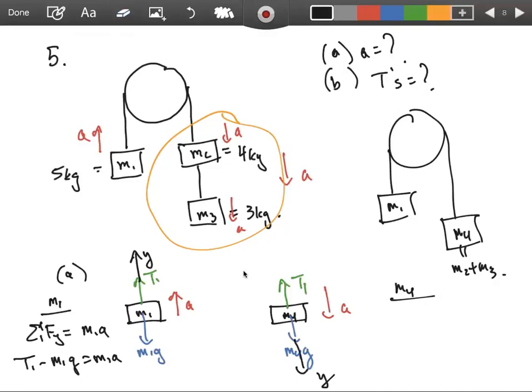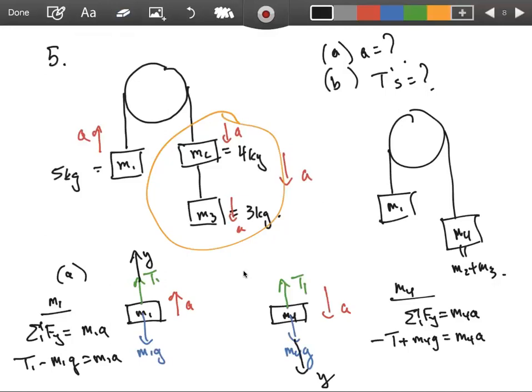For M4, the sum of the forces in the y direction are equal to M4A because it is accelerating. In this case, we need to be a little bit careful because I still have the tension T1, but T1 is in the opposite direction as positive y, so that's going to give me a negative. And then I have M4G, but in this case M4G is in the same direction as positive y, which gives me a positive sign, equal to M4A. So notice that the left-hand sides are different not only because the masses are different, but they have different signs. They're negative of each other.